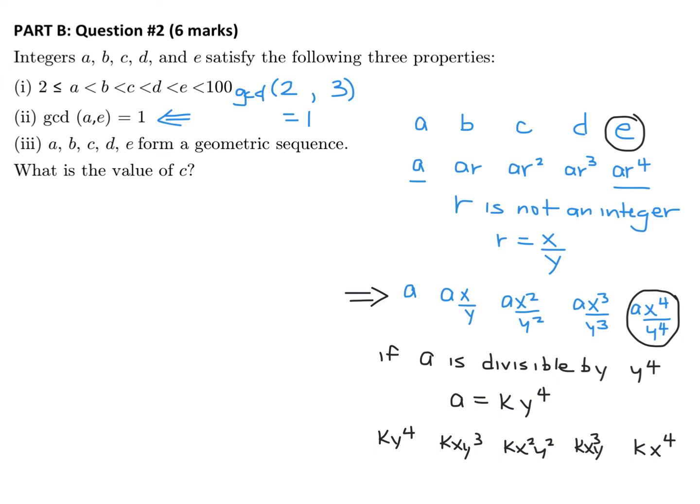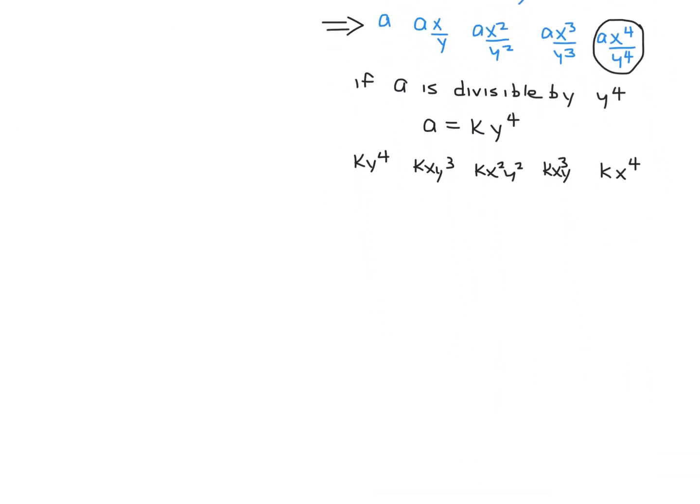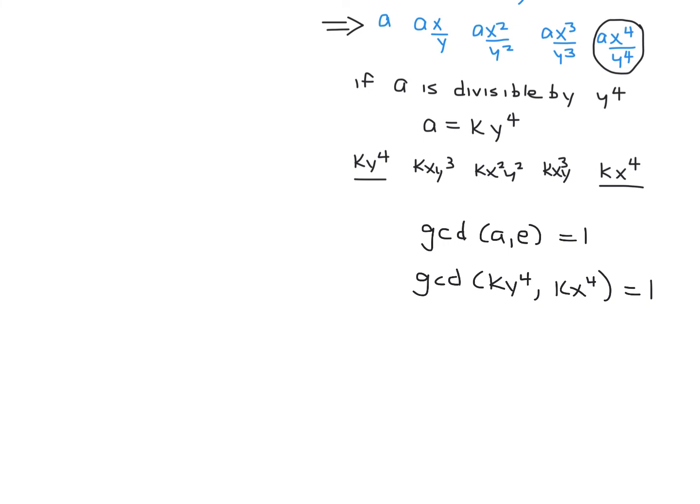Okay, now I need a little bit of space. We are told that the greatest common divisor of A and E is 1. So here's A, here's E. So that means the greatest common divisor of ky to the 4th and kx to the 4th is 1.